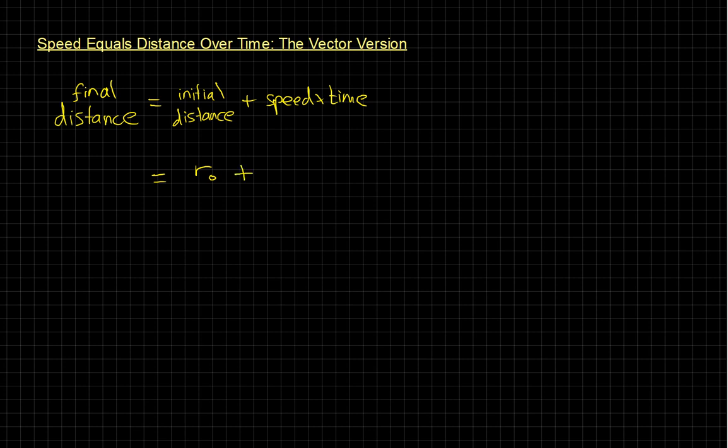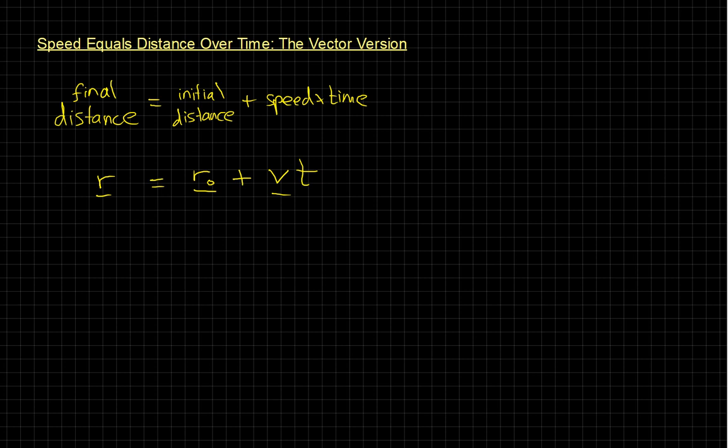Then for speed, or in other words velocity, we can just use v. And time, we can go with our old favourite t. And all of that is equal to final distance, which we can then just call r. So r0 is your initial distance, and then r is your actual final distance. And all of these are vectors except for t. Remember, t is a scalar. Okay, so this is our useful formula: r equals r0 plus vt, and you'll see it in the book as well.